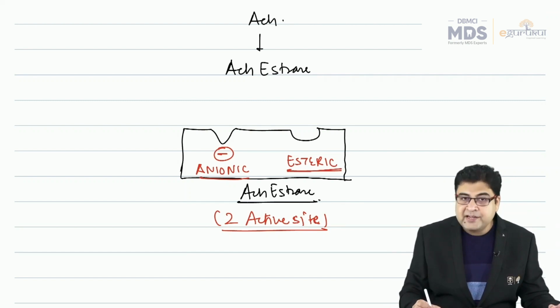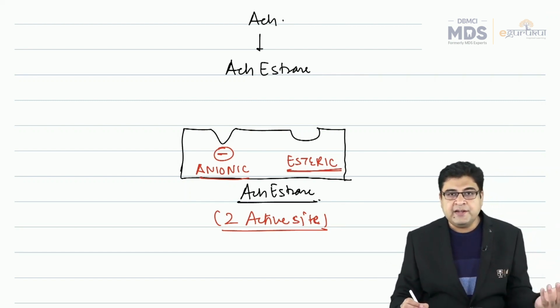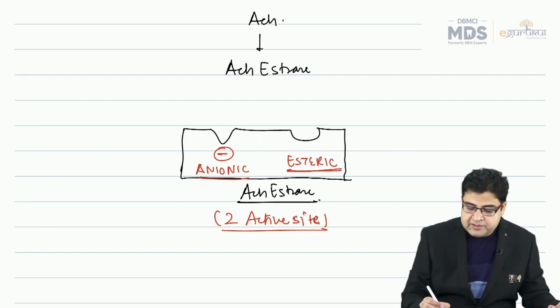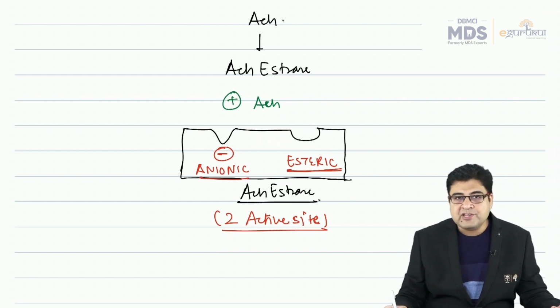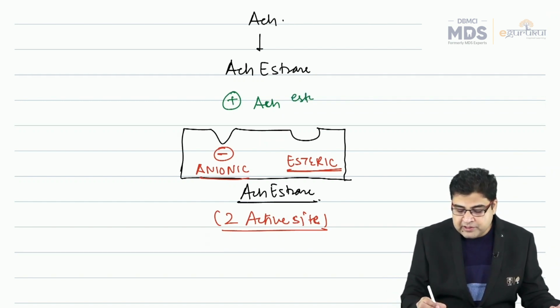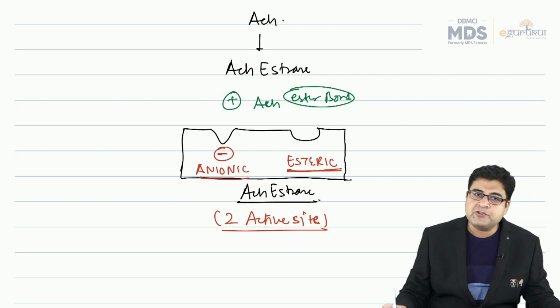So the esteric site has a tendency to metabolize the ester bond. The anionic site is a negative charge site. Now, whenever acetylcholine comes from above, acetylcholine contains a positive charge. Acetylcholine also contains the ester bond. So in the structure of acetylcholine, we have the presence of an ester bond, and we also have the presence of a positive charge.